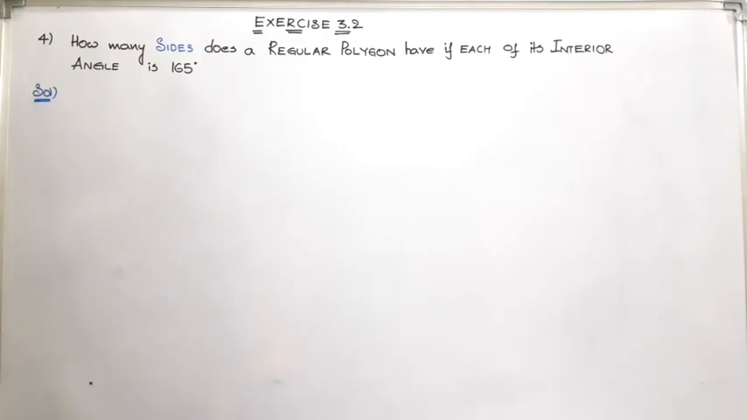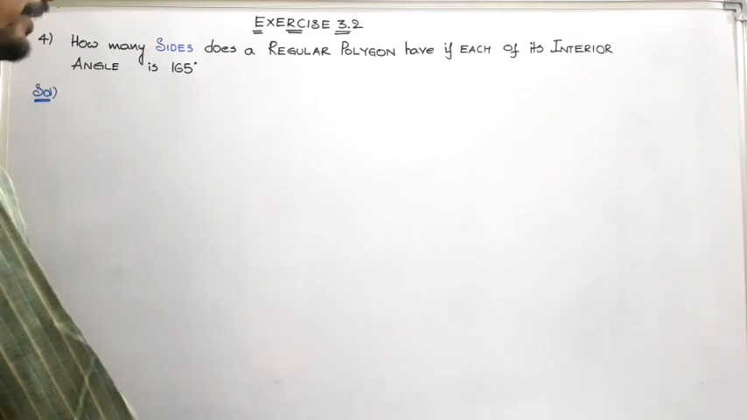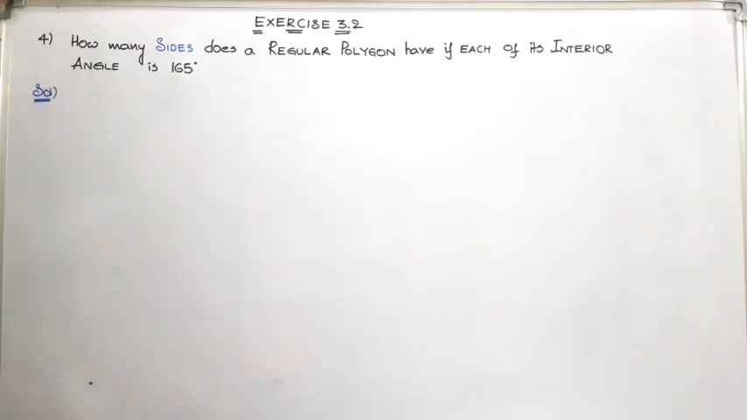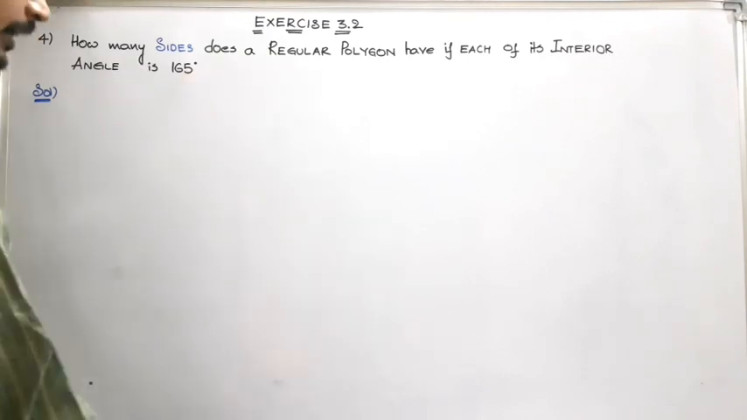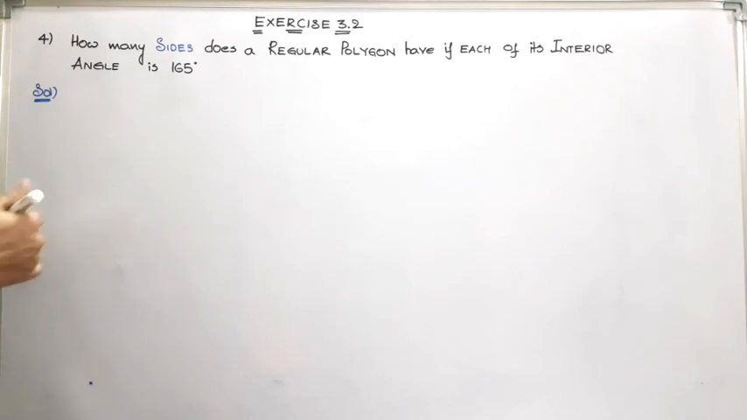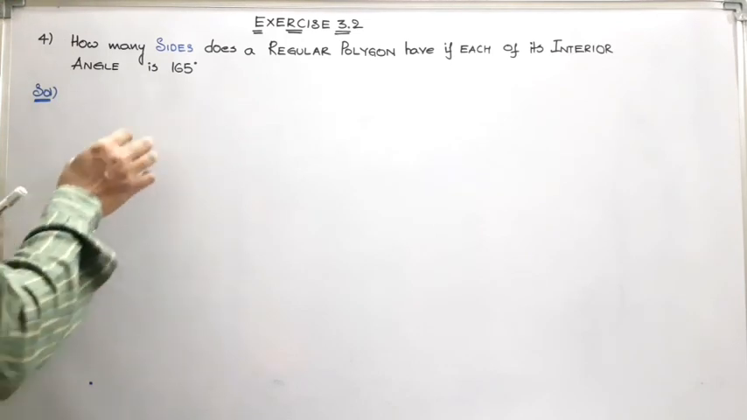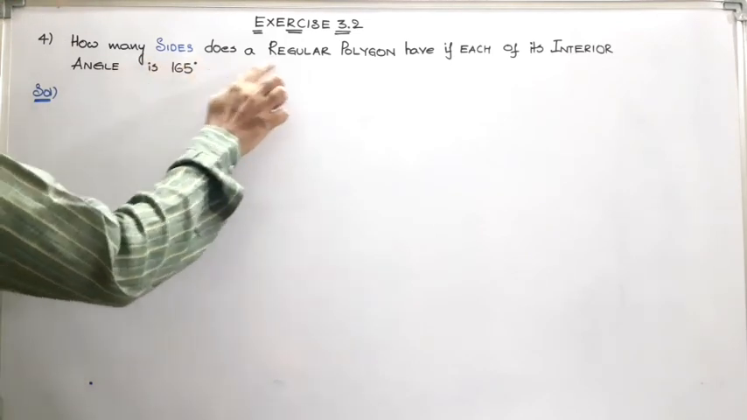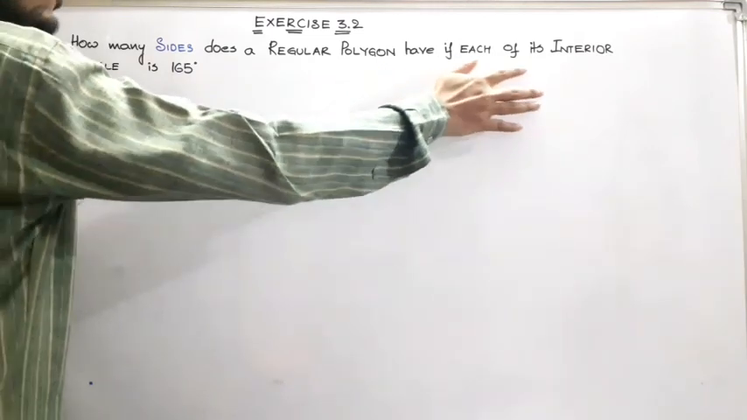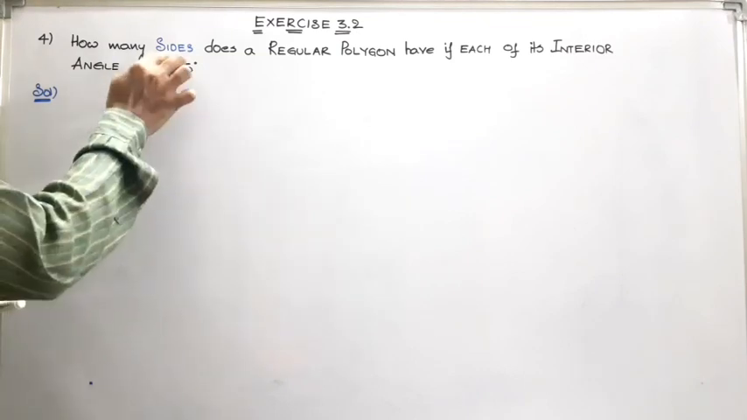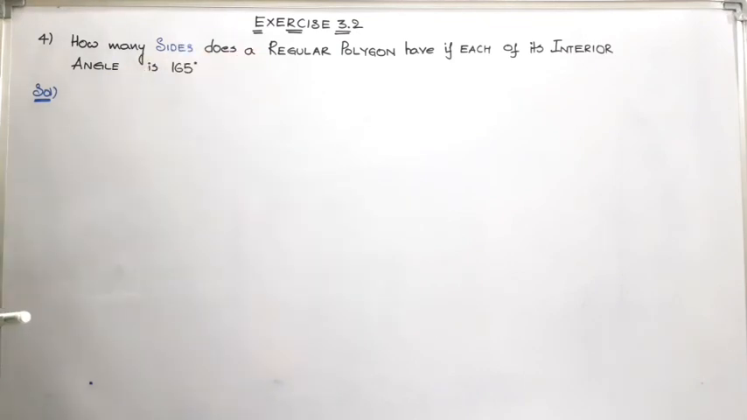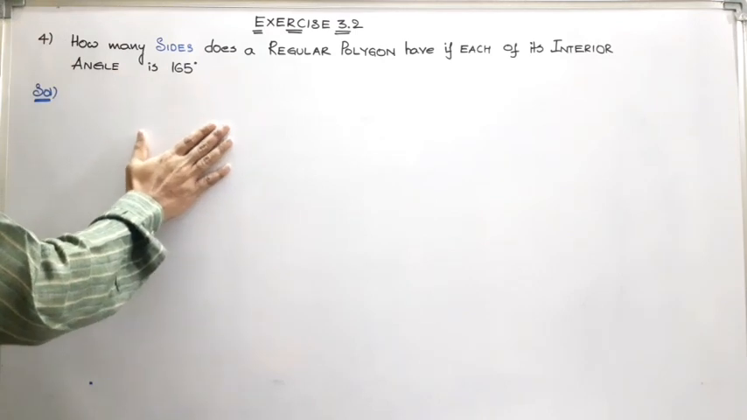So today we are going to continue our exercise 3.2 starting with the fourth one. This is the question which is quite different from yesterday's question, but the concept is the same. Look, how many sides does a regular polygon have if each of its interior angles is 165 degrees? The reason I kept something in capital letters is just to make this concept clear to you.